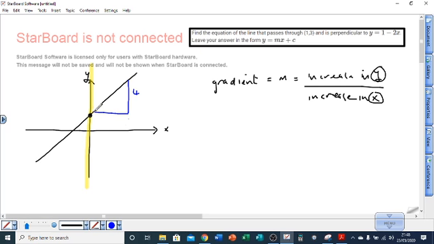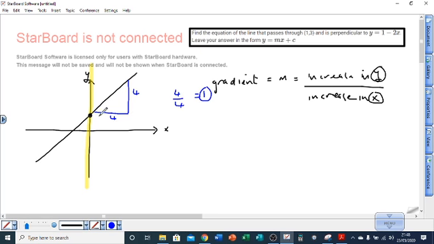Reading off the scale horizontally, let's pretend that that's 4 units. The increase in y, which is 4, divided by the increase in x, which is 4. 4 over 4 cancels down to 1. That gradient will be 1.